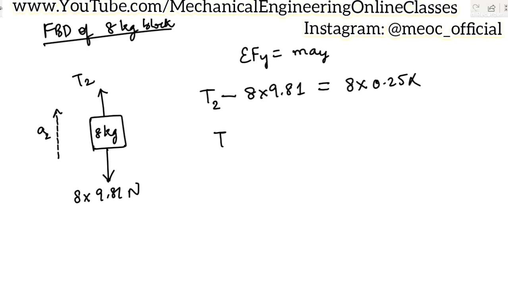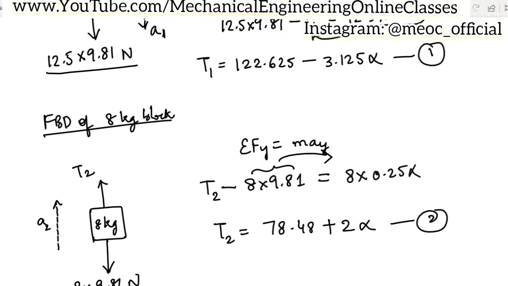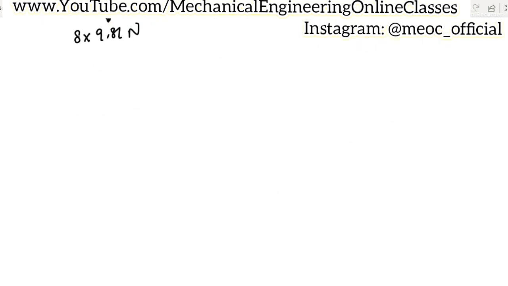Now we can write T2 is equal to, I am just sending this onto the other side, 8 into 9.81, which is 78.48, less 8 into 0.25, which is 2 into alpha. Let this be equation number 2. So we got two equations in terms of T1, T2 and alpha. So two equations, three unknowns cannot be solved. We need the FBD of the pulley now.